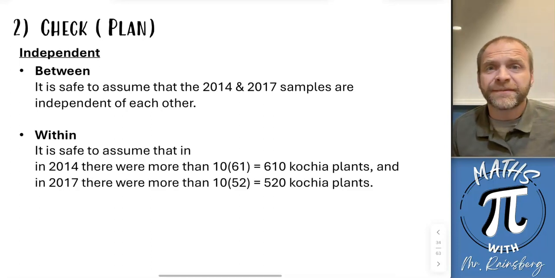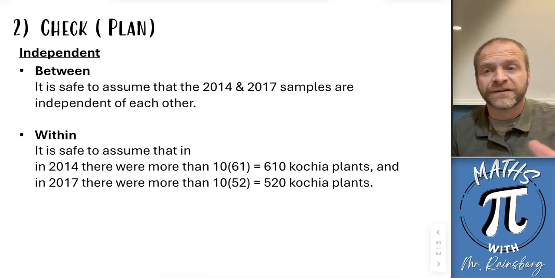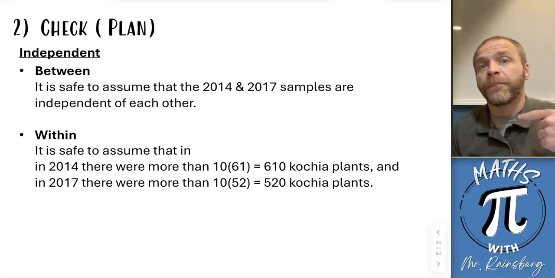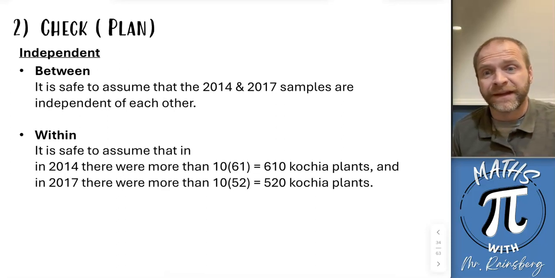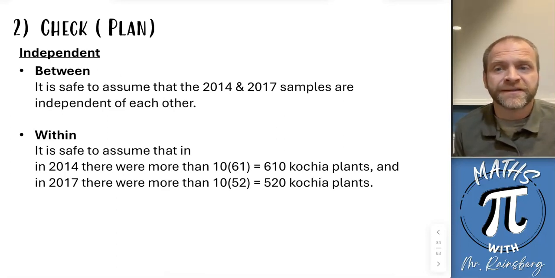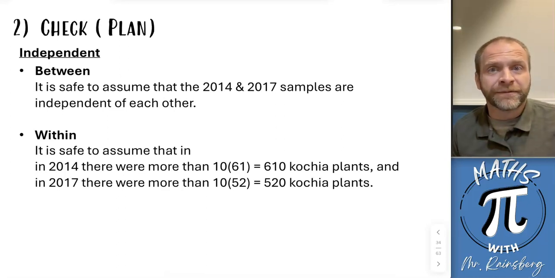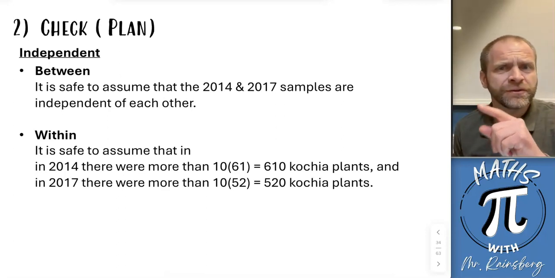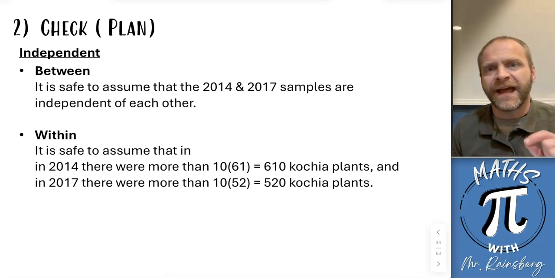But within is the same as it was before. It's the 10% condition, since we're doing random selection. And so when we're looking at this, I have to do it for both of them. I have to do it for 2017 and 2014. And so it's safe to assume that there are more than 610 cochea plants in 2014 and more than 520 cochea plants in 2017. So the within is the idea of sampling without replacement and the 10% condition. But this part right here is those two populations, those two samples need to be independent of each other. I need to state that as well.